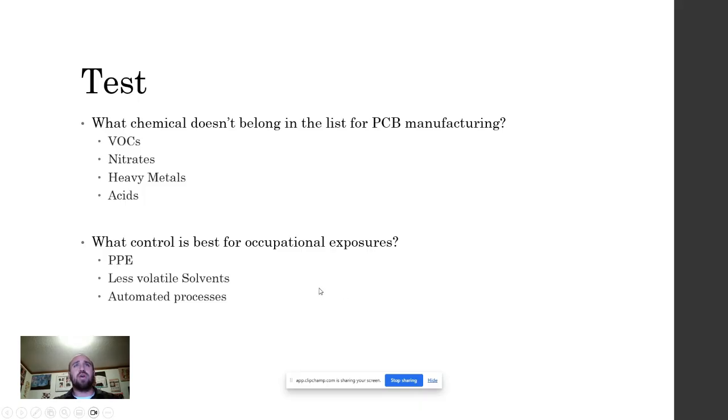Really quick test for you all. Which chemical doesn't belong in the list for PCB manufacturing, and what control is best for occupational exposures?